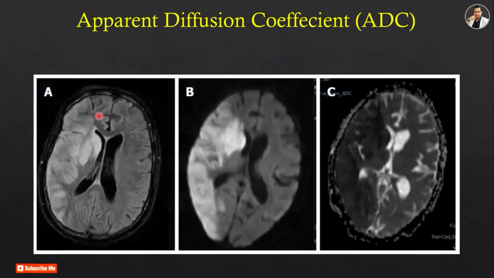We can see in the FLAIR that there is a lesion. It is shown on the right side. And we can see in the diffusion that it is a very large area. And the area in ADC is black. It is dark, and this is confirmed.